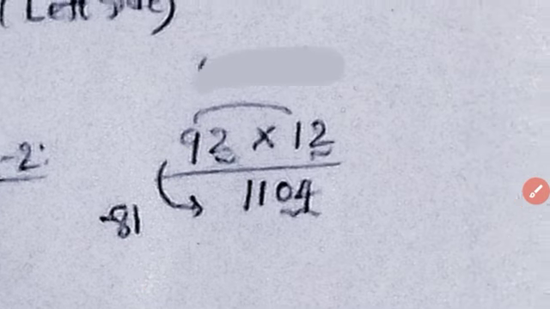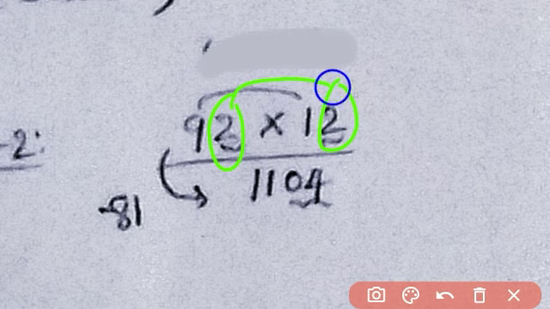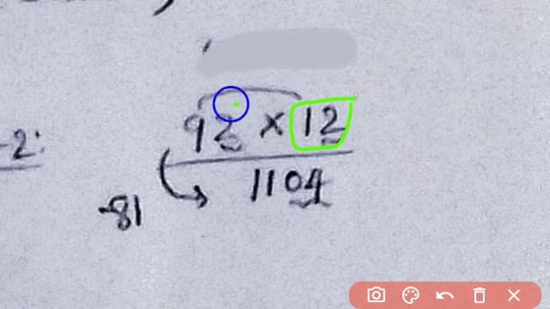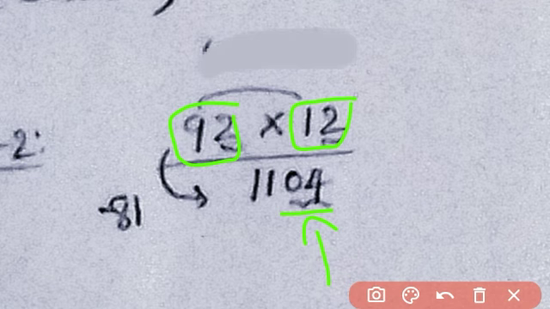Let's see the next example. You have 2 and 2. Multiply 2 into 2, you get only 4. But we are dealing with 2-digit numbers, so you have to keep it as 2-digit numbers. That's why we kept 0 before it.